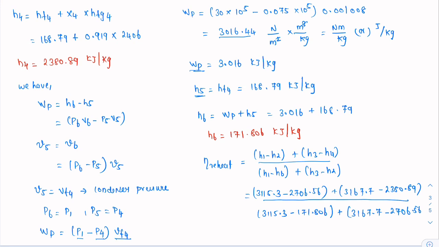By equating, you can get the efficiency of the reheat Rankine cycle as 0.35 or 35%.